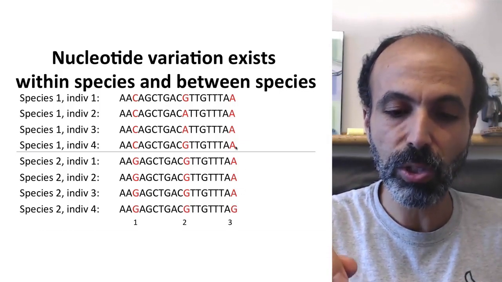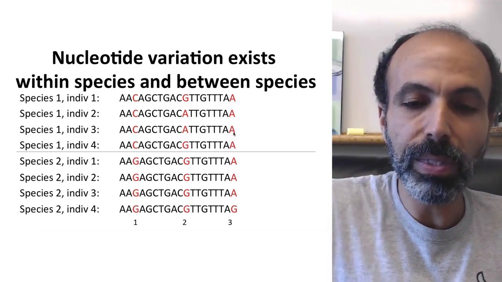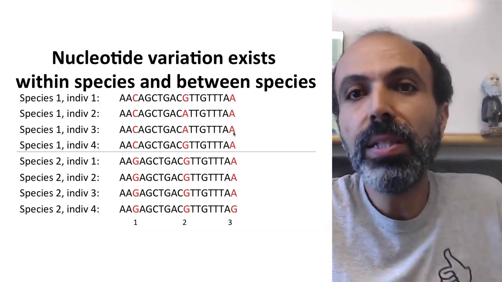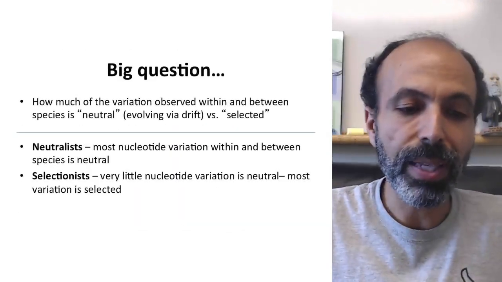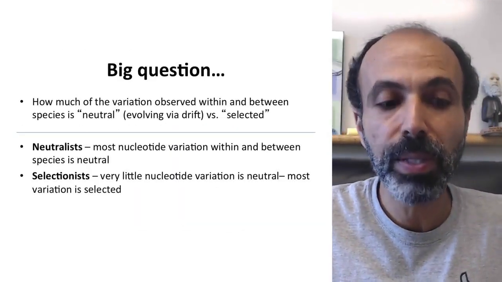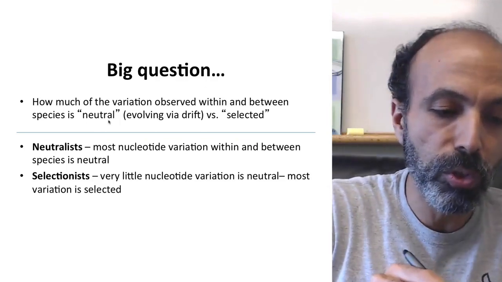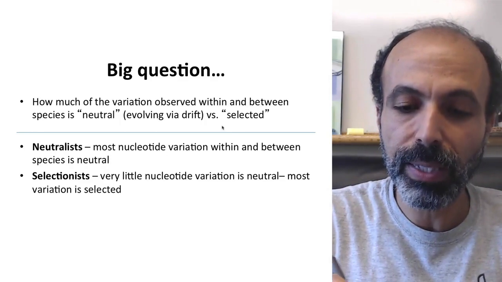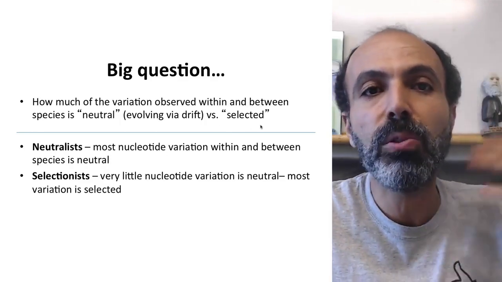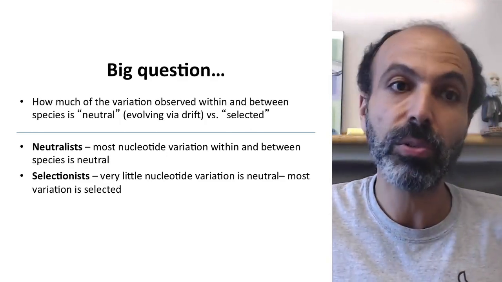There's one individual that has a G, whereas all individuals in species 1 are the same. So we see this variation. How do we interpret it? Well, the big question is how much of the variation that you see within species or between species is neutral and primarily evolving by this process of genetic drift, and how much of it is selected, or can we identify any that seem to have experienced some sort of natural selection?